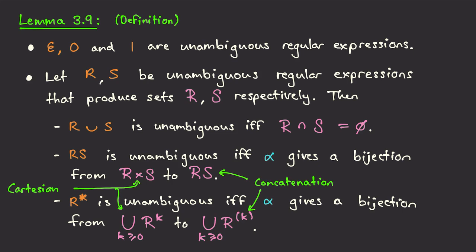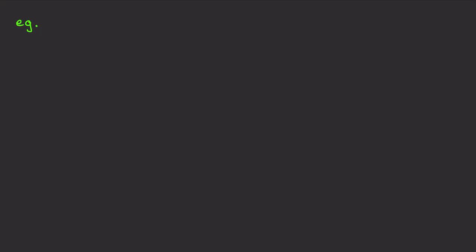To very briefly reiterate what's on this slide, a regular expression is unambiguous if all the unions it gives are disjoint unions, and all the concatenation products that it gives are in bijection with Cartesian products. In this course, when arguing that an expression is unambiguous, we tend not to use the previous lemma directly, and instead to use the first definition I gave, which is a little more informal. A regular expression is unambiguous if it produces each string in only one way.